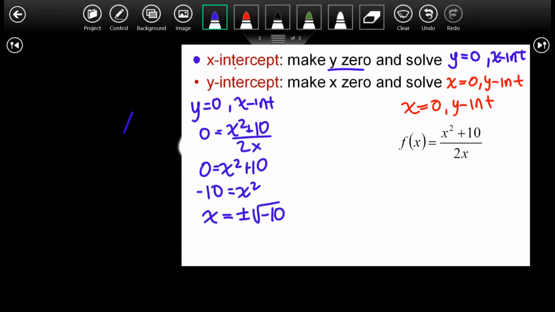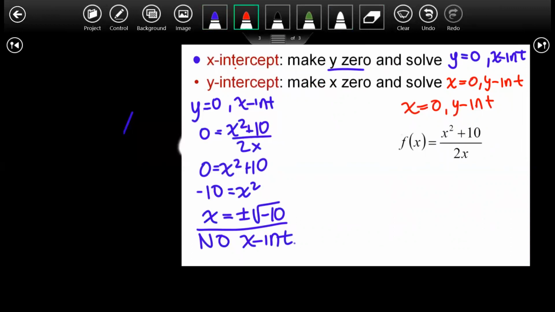What does that tell us about that? What is that? Complex. Can we graph a complex number on a real line? No. So no x-intercept, meaning it's not going to cross our x line. It's not going to cross the x-axis. It doesn't cross it. Nowhere will it go between there.